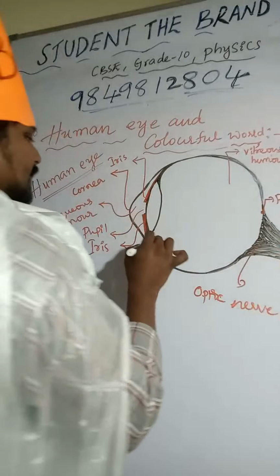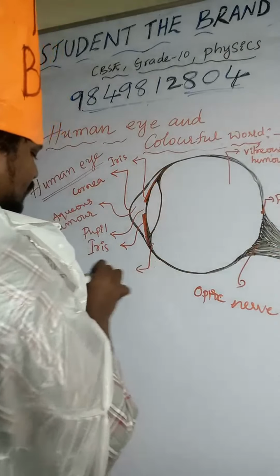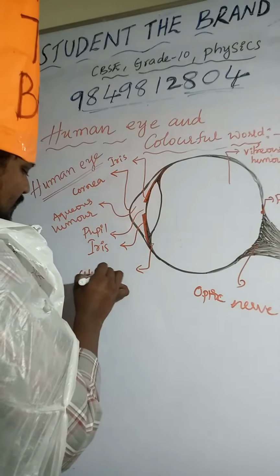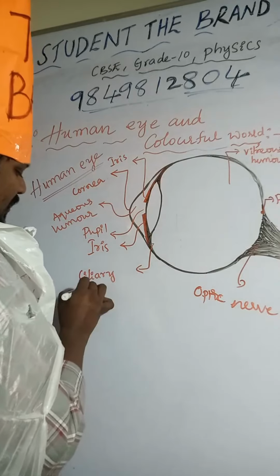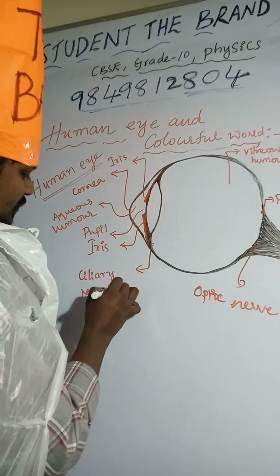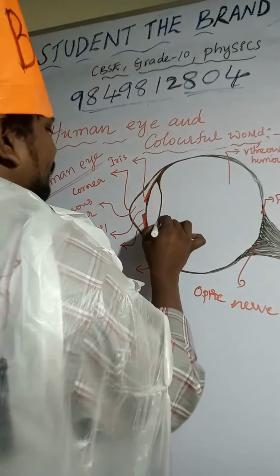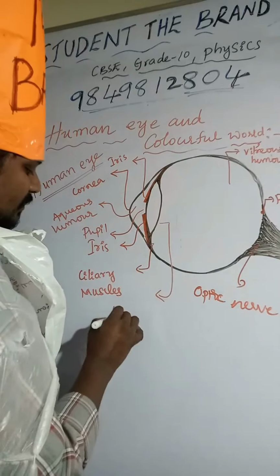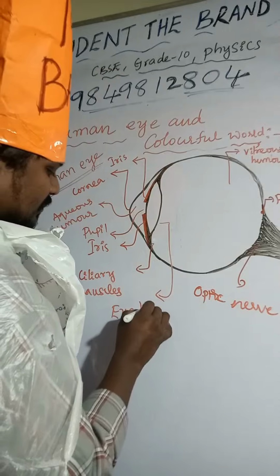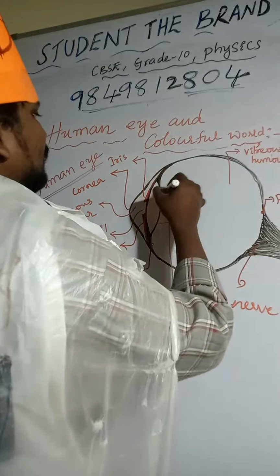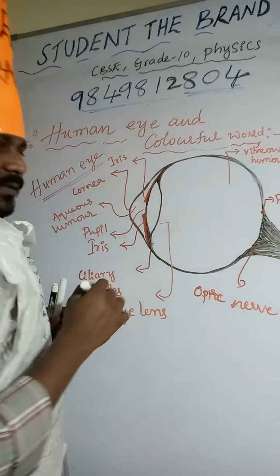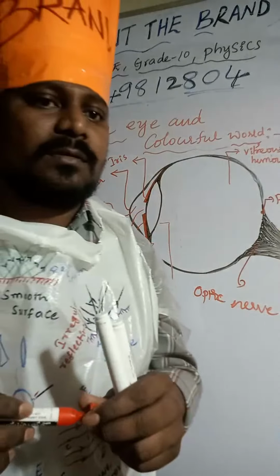Now we will discuss the ciliary muscles. And here islands, and here also islands. These are also ciliary muscles.